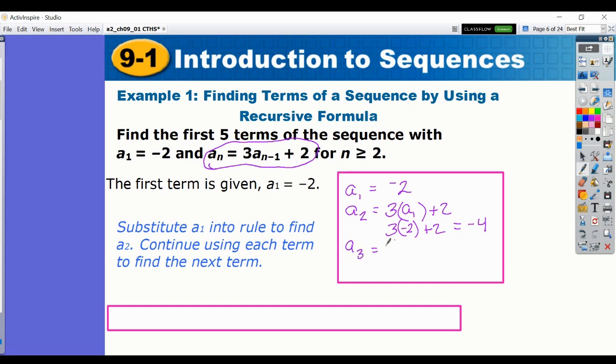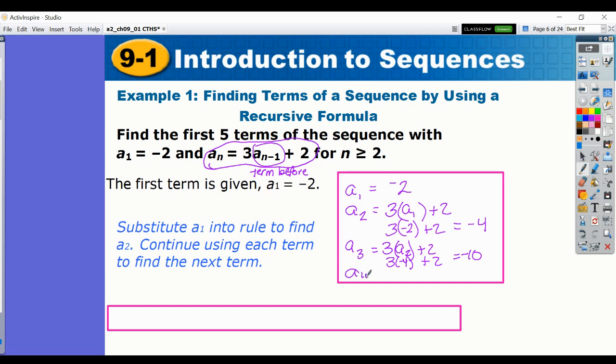So to find a sub 3, I'm going to take 3 times... Well, if I put a 3 in here, this is a sub 2. So I need to take the second term. I'm not subtracting 2 from it. I'm taking that term before. So this a sub n minus 1 means the term before. So I take what I had, negative 4, plug it in there. 3 times negative 4 is negative 12, plus 2 is negative 10.